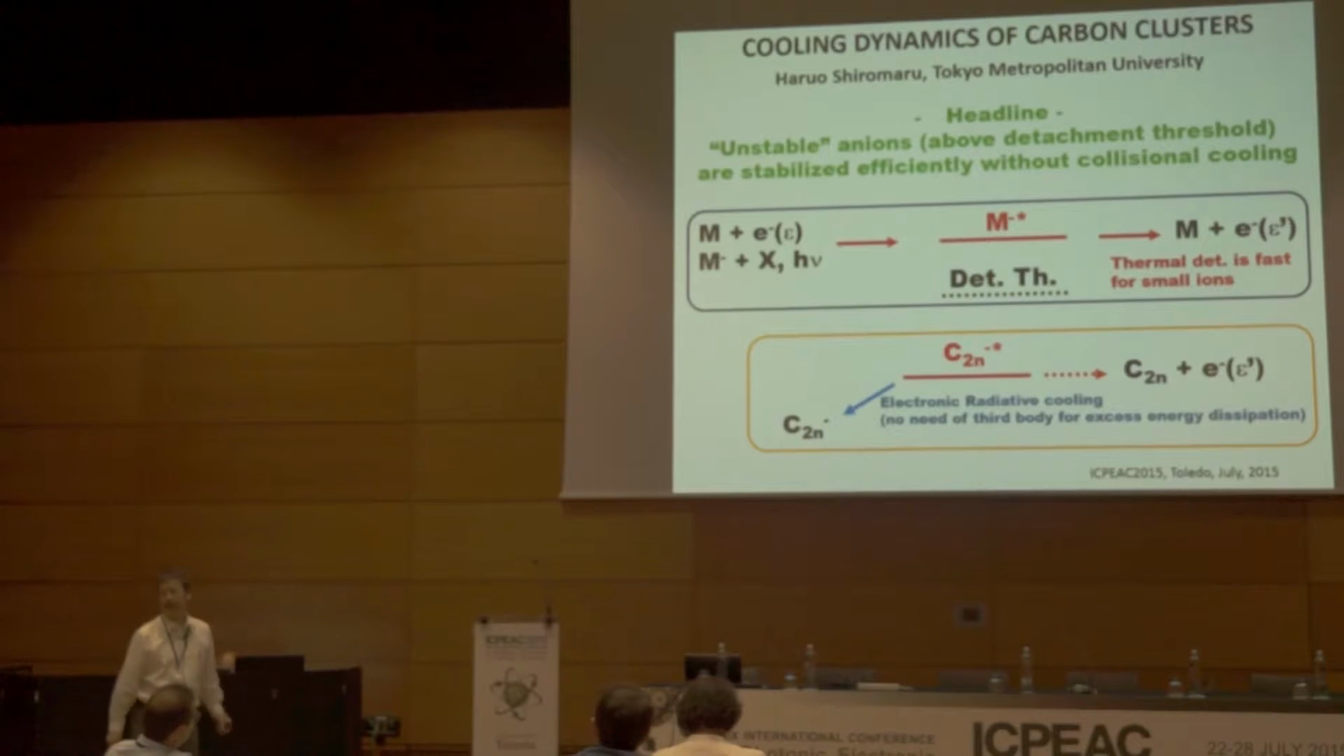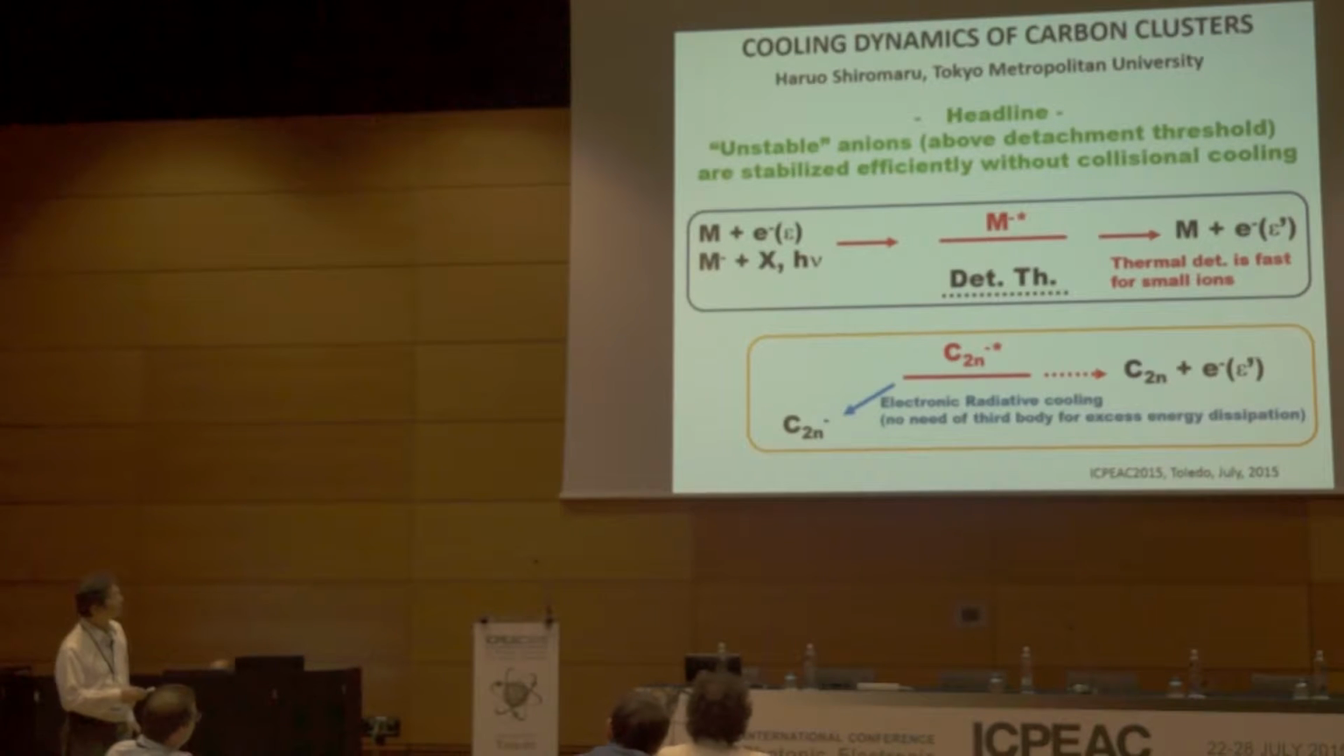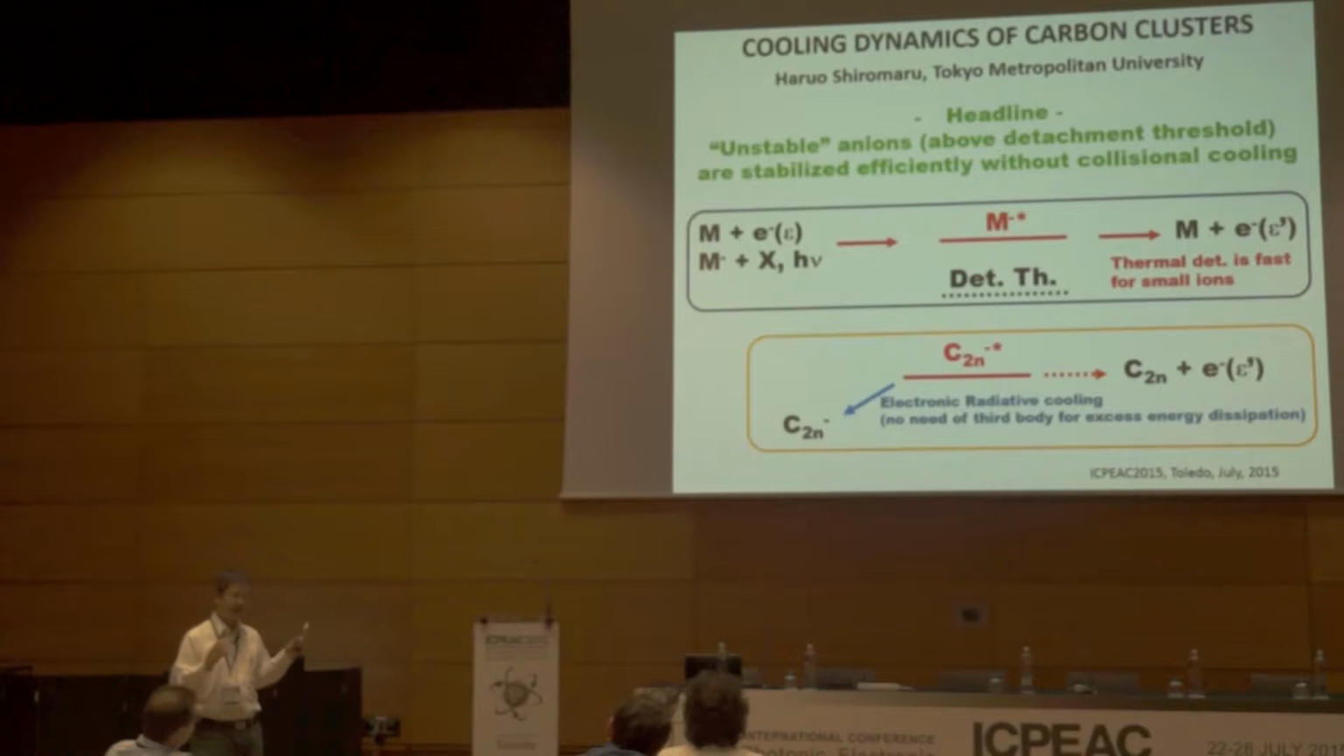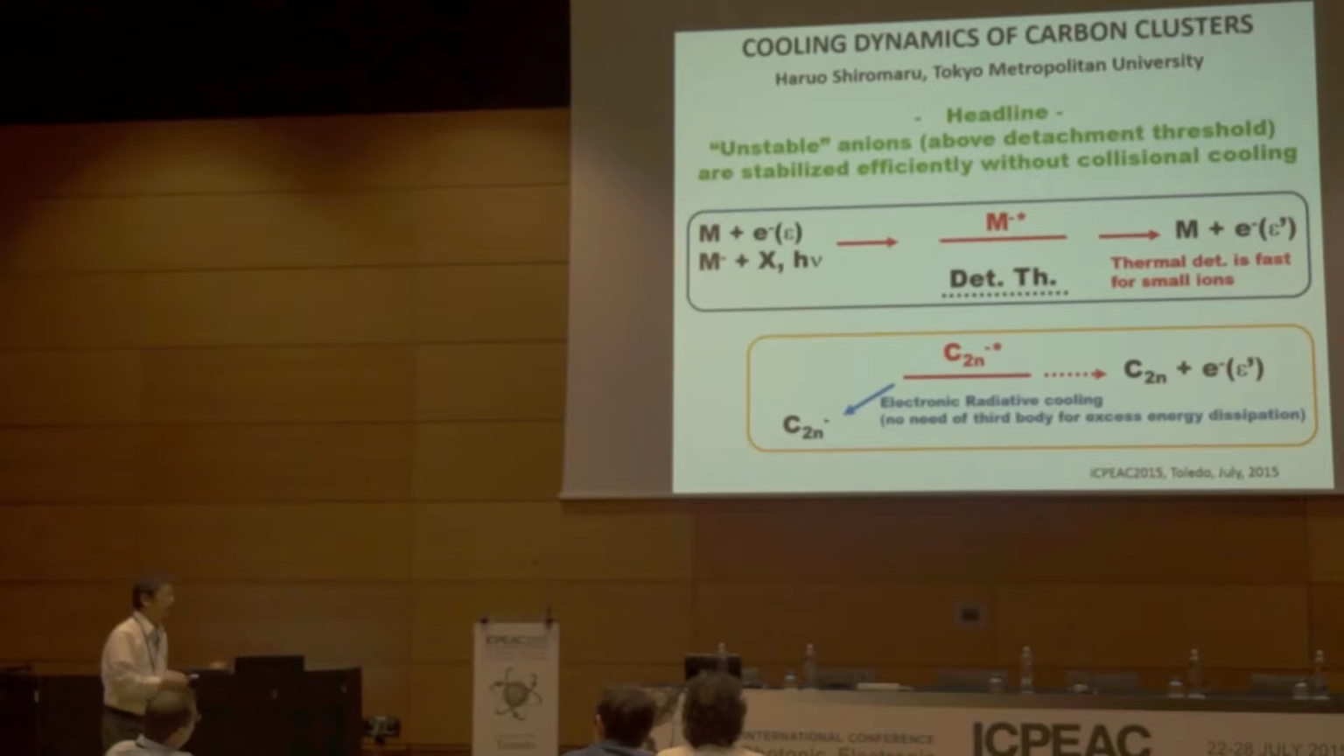But that is not the case for even-numbered carbon clusters. The highly excited carbon clusters are stable by themselves. They do not need a third body, because they cool down very efficiently by electronic radiative cooling.